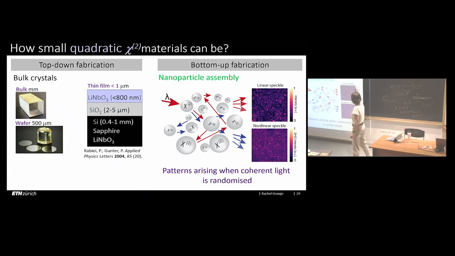You are getting a linear speckle as well as a nonlinear speckle. So here you see already the big difference between the two speckles is the size of the grain, because of the wavelength difference that you are having. So here is the long wavelength and here is the shorter wavelength, exactly half the wavelength. So you have this pattern that is arising when coherent light is totally randomized.